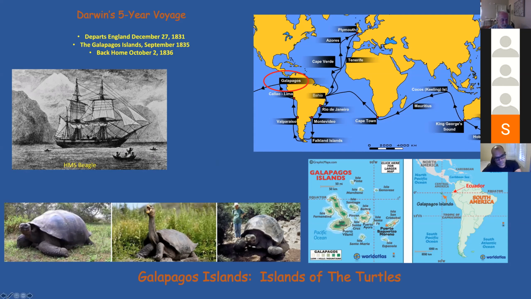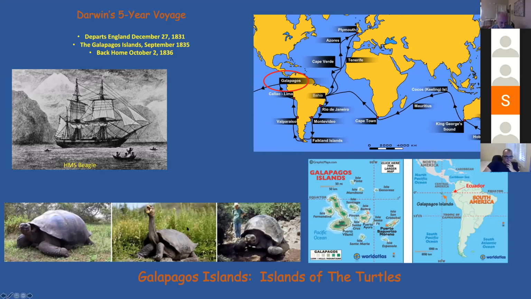Here's a drawing of a picture of the ship that he was on. And it turns out Galapagos in Spanish means turtles. And the reason these islands were named Galapagos is because of these giant turtles. Here you can see how big they are compared to a human. In fact, Darwin claims that he had climbed on one and rode it at one point.